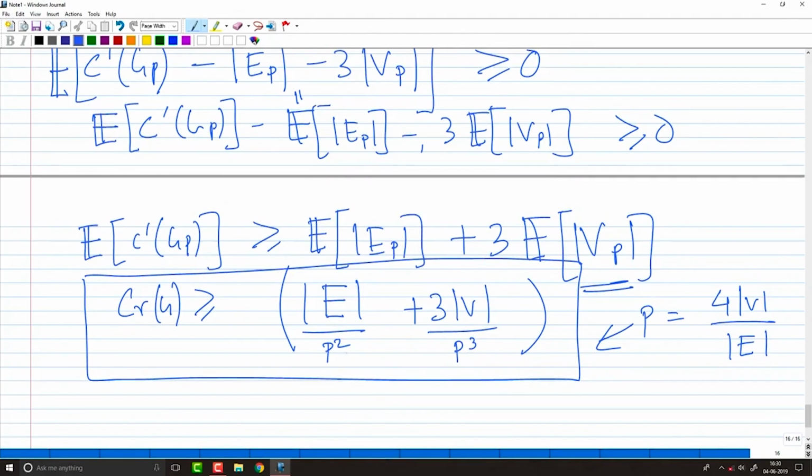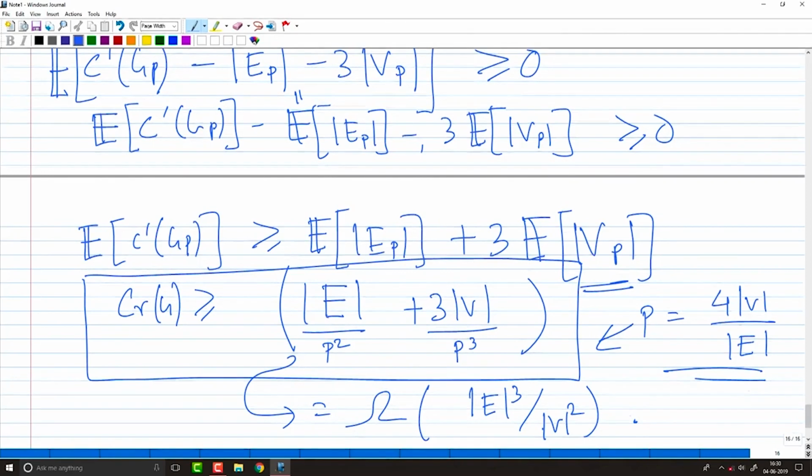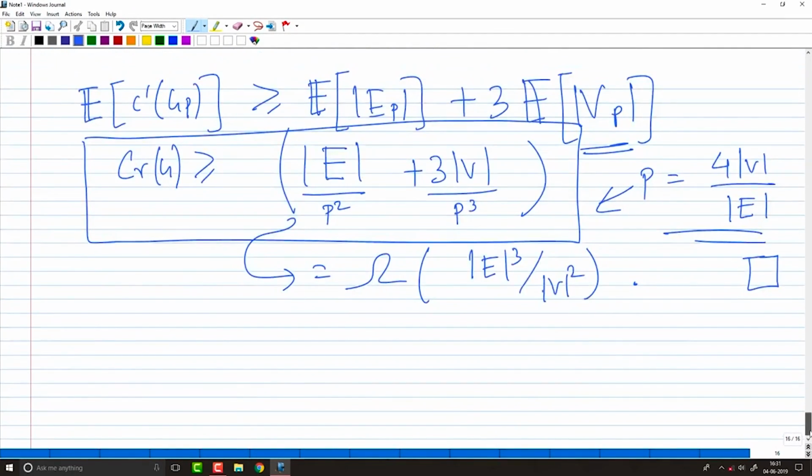If I substitute it here, I will get V square by E cube. Same. So if I substitute this here, this term will give me omega of E cube by V square. So this completes the proof. Is it okay?